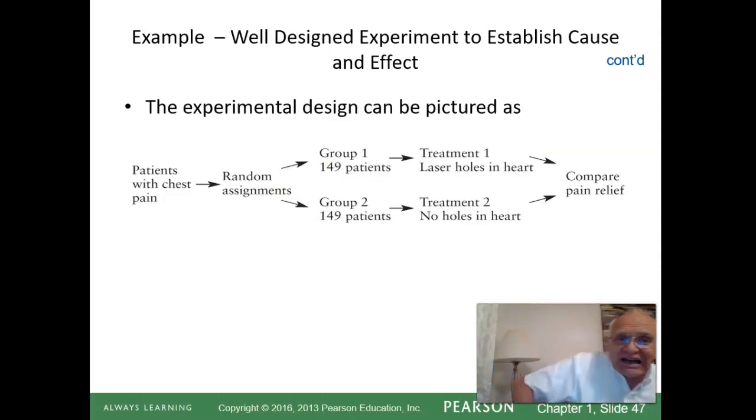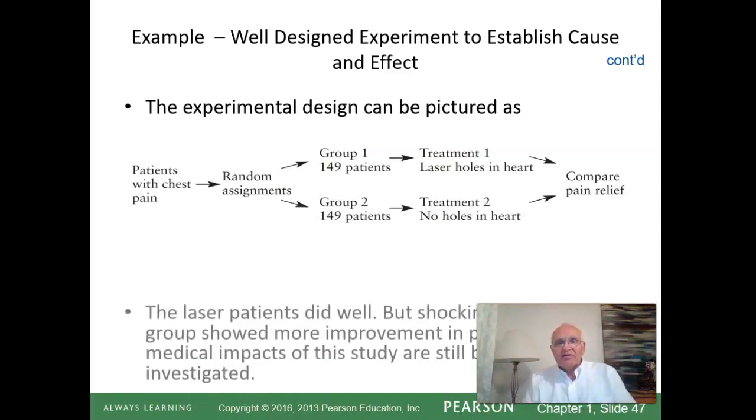So the way this was designed, they have patients, that's the population, people with chest pain, and they had a sample of 298 patients. They were randomly assigned to one of two groups. One got the treatment, which is laser holes in the heart. The other got no holes in the heart. We call that treatment 2, or that's really a control group. They were getting a placebo. So they had everything treatment 1 did, but they didn't get the holes in the heart. So now we're going to look and see whose pain was relieved, and see if we can establish a cause and effect relationship between that treatment and the pain relief.